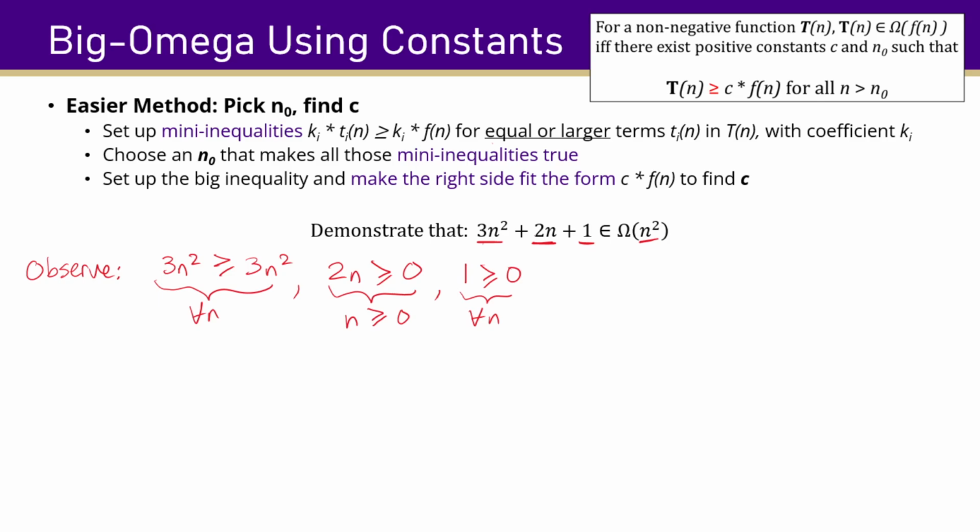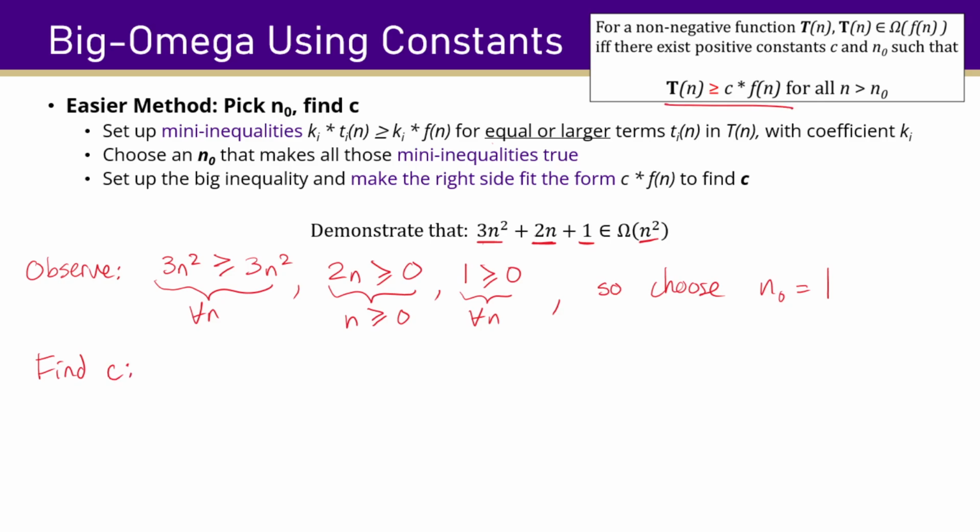And now what we're going to do is, again, set up our inequality and, of course, choose our n naught that makes them all true. So we can see that this is all true for n greater than or equal to 0. So let's just choose n naught equal to 1 again. This will all still be true for n greater than 1. And so now we can find a c that works.